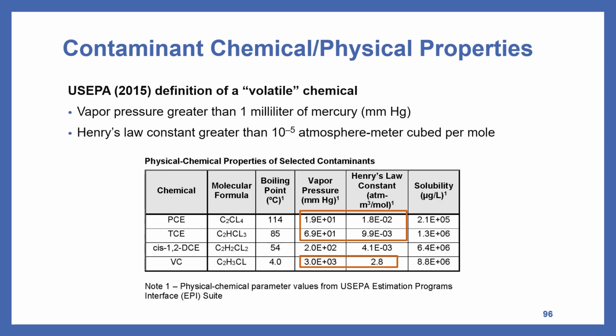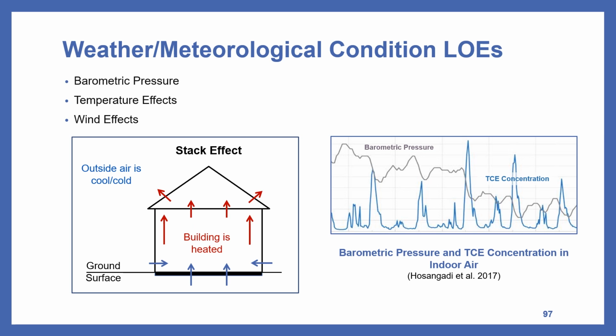Moving on to the weather and meteorological condition lines of evidence, I just want to touch on a few things: barometric pressure and temperature effects. There's also wind effects, which we're not going to cover. On the left, we have the classic illustration of the stack effect. We have cold air outside, perhaps it's winter. You have a building, and the building is being heated. Warm air rises, warm air is less dense, and draws in cool air from the subsurface. So vapor intrusion is potentially on here. And this is why we often want to see a round of indoor air sampling during the cooler seasons.